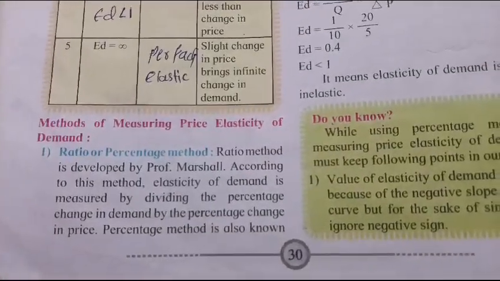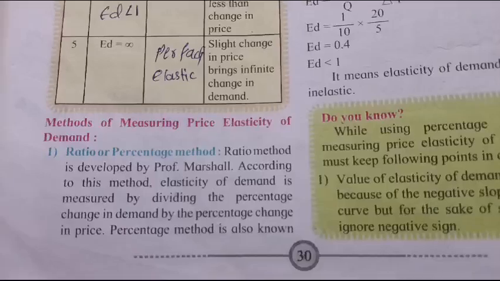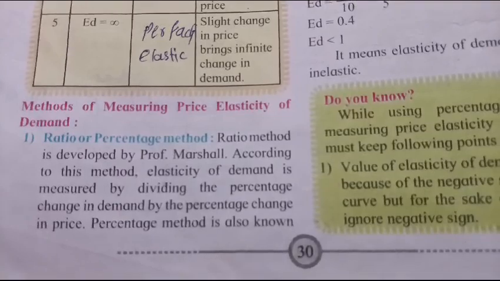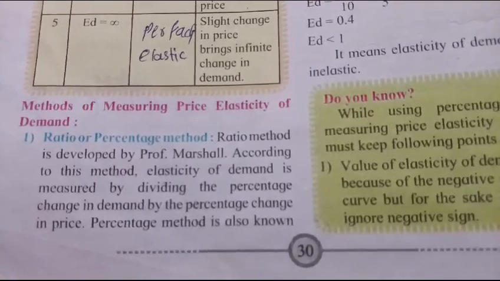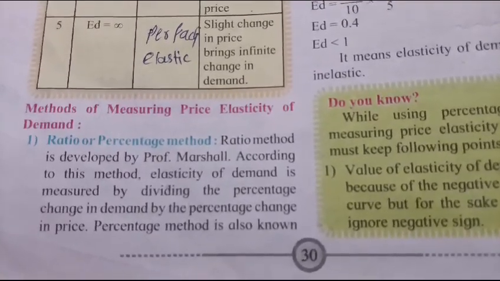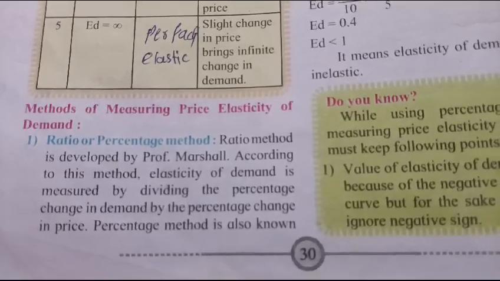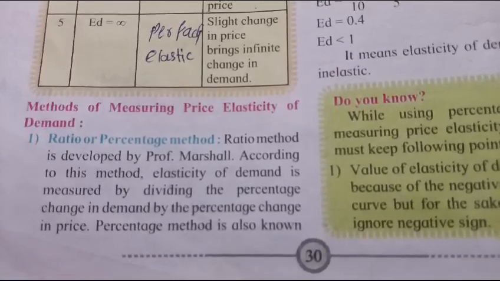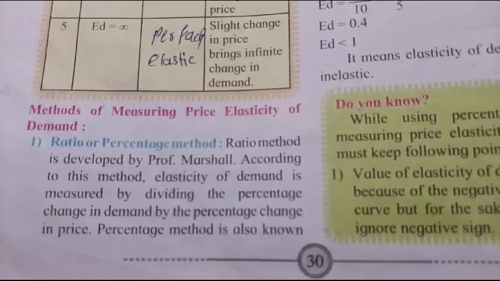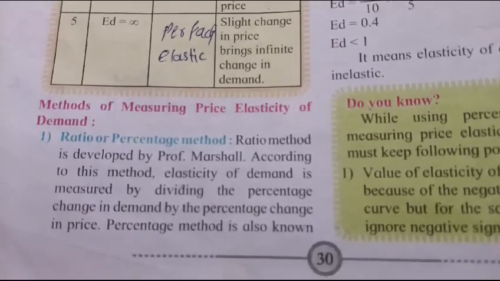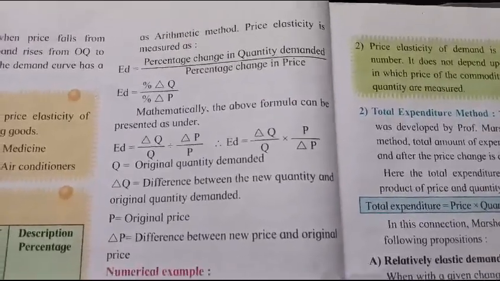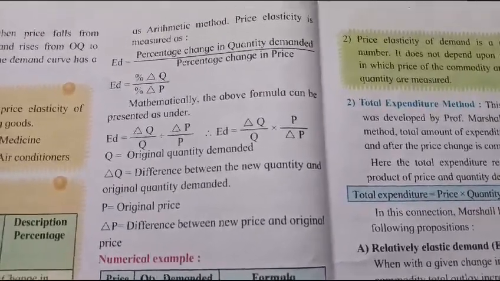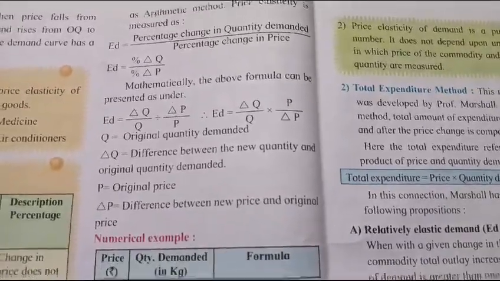Methods of measuring price elasticity of demand. First, ratio or percentage method. Ratio method was developed by Professor Marshall. According to this method, elasticity of demand is measured by dividing the percentage change in demand by the percentage change in price. Percentage method is also known as arithmetic method. Price elasticity is measured as ED is equal to percentage change in quantity demanded divided by percentage change in price.